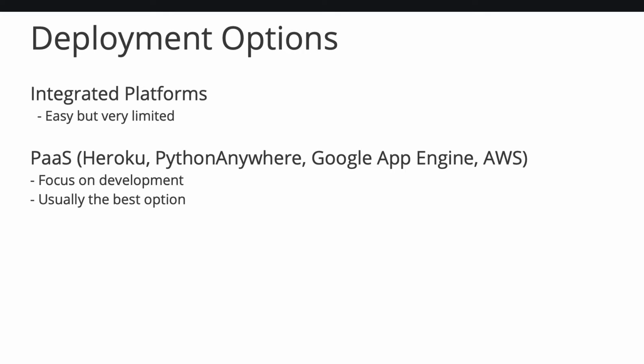Let's go with the second option. Platform as a Service, also known for short as PaaS. Some good platforms to mention are Heroku, Python Anywhere, Google App Engine, and AWS. These are services, and we are going to use Heroku in this video. We're going to deploy our app to Heroku so you'll understand exactly what a PaaS is.